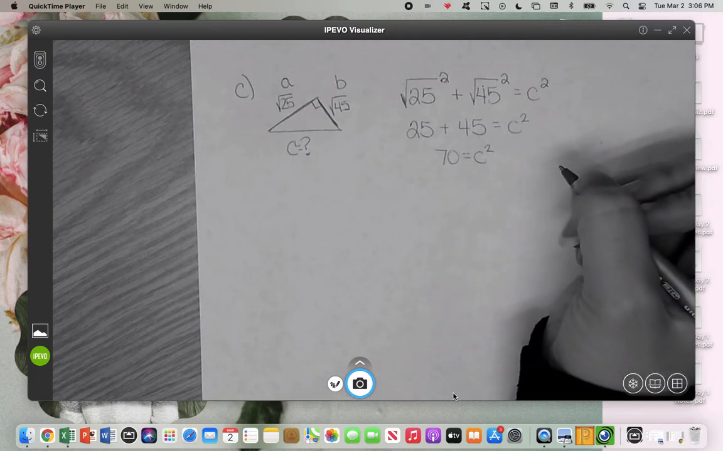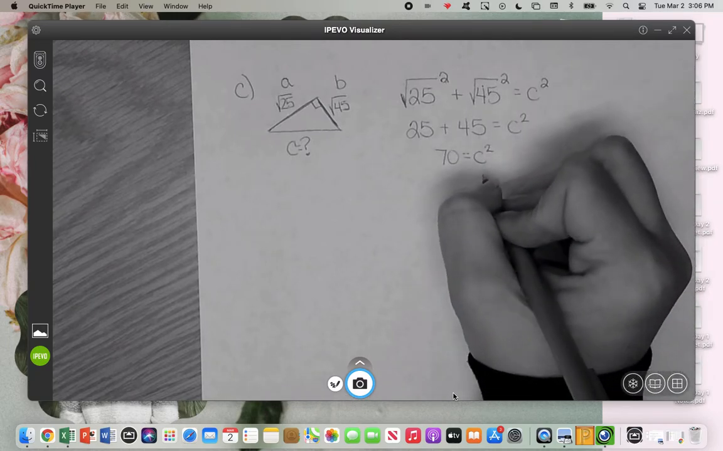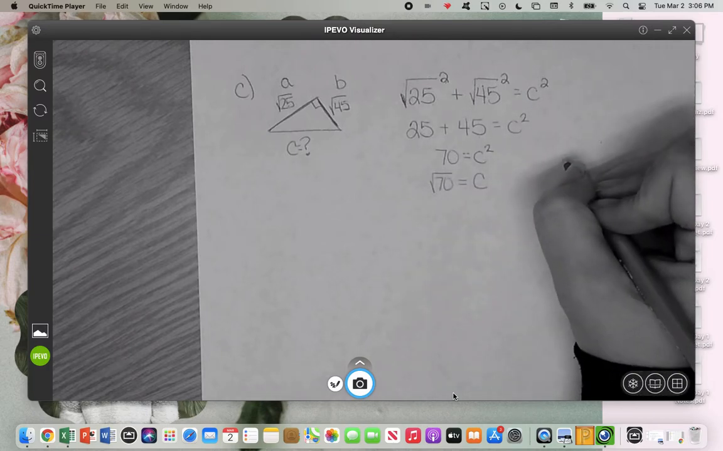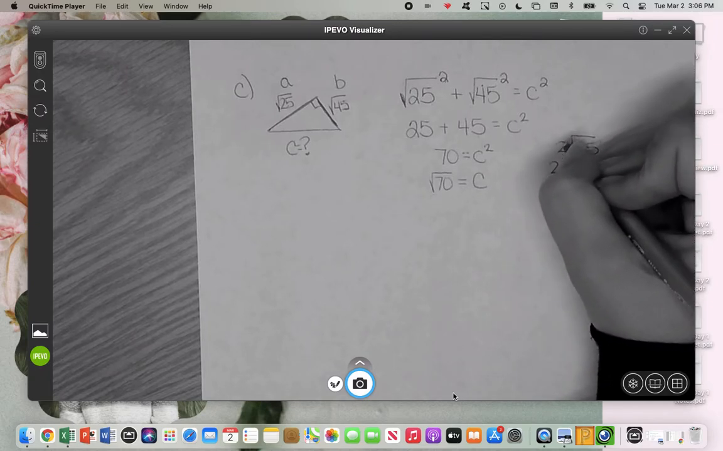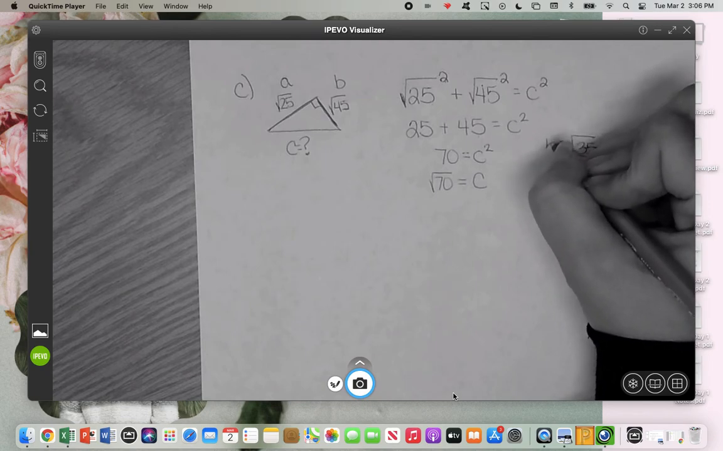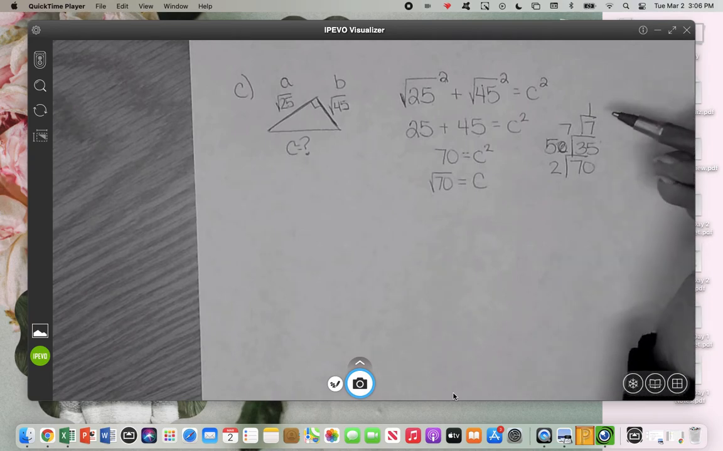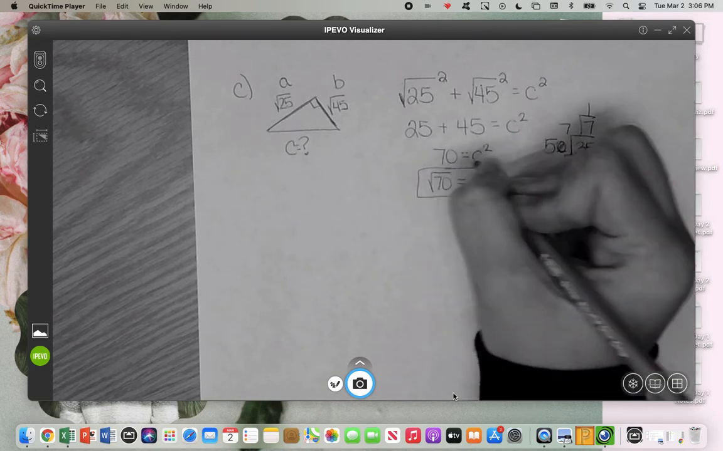Now 70 is not a perfect square. There's not a number squared that equals 70, but we can try to find the square root or simplify that. Divide that by 2 and I get 35. Divide that by 2, oh, I can't divide that by 2. I divide it by 5 and I get 7. Divide by 7, I get 1. I do not have any pairs. So on this one, this is my simplified answer.